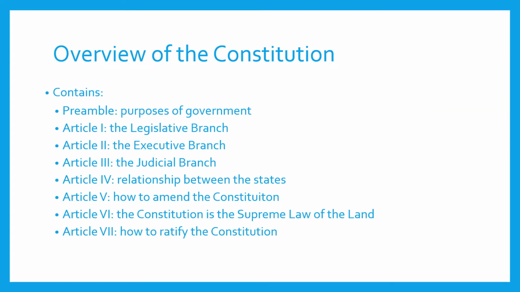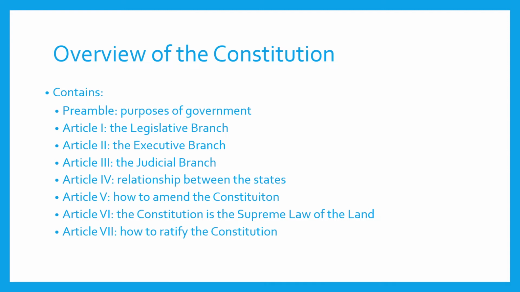Right now, let's take a quick peek at what the Constitution contains. So there is a preamble, which is the introduction, and it tells us the purpose of government. Why do we have a government? And then there are 7 articles.